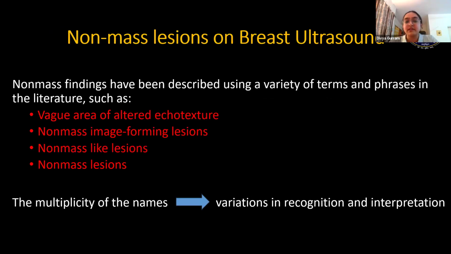So what are non-mass lesions on breast ultrasound? Owing to a lack of unified terminology describing these ultrasound findings, non-mass lesions have been described using a variety of terms and phrases in literature. They've been called vague areas of altered echotexture. They've been called non-mass image forming lesions, non-mass-like lesions, non-mass lesions. Because of the multiplicity of these terms, there's a lot of variation in the recognition and interpretation of non-mass lesions on breast ultrasound.